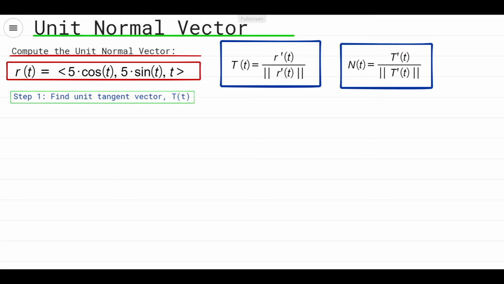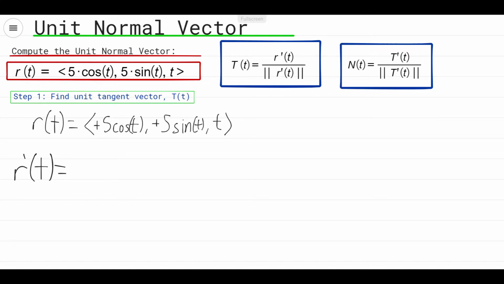So the unit tangent vector: we have r of t, which is equal to 5 cosine of t, 5 sine of t, and t. For r prime of t, when we differentiate this, the derivative of 5 cosine t is negative 5 sine of t, the derivative of 5 sine of t is 5 cosine t, and the derivative of t with respect to t is just 1. So that's our r prime of t.